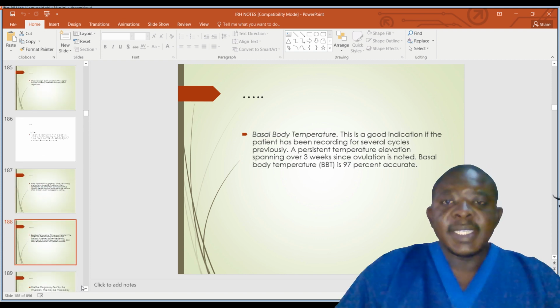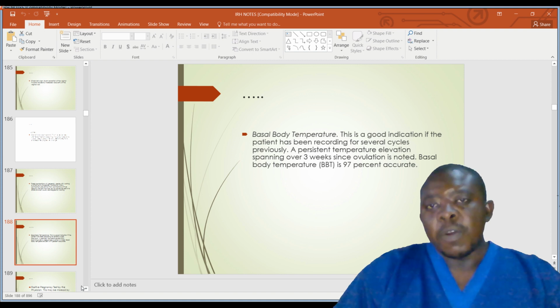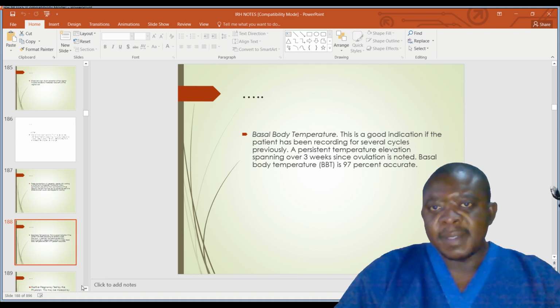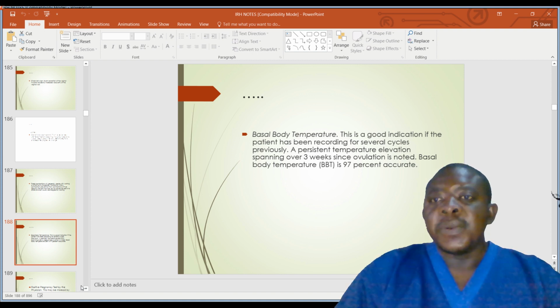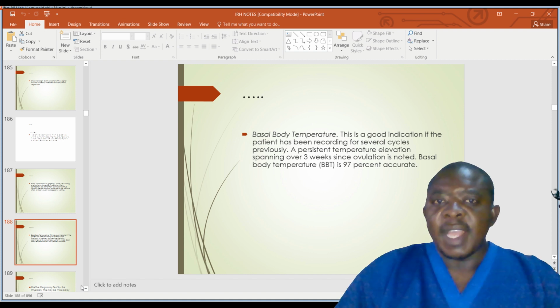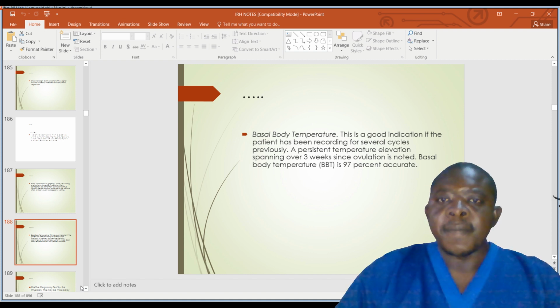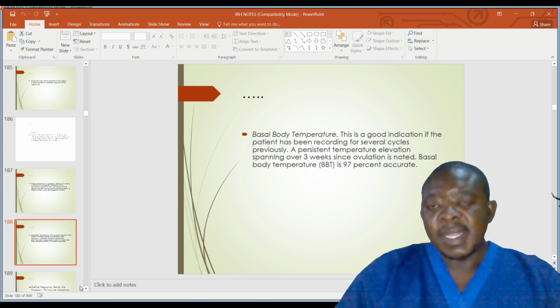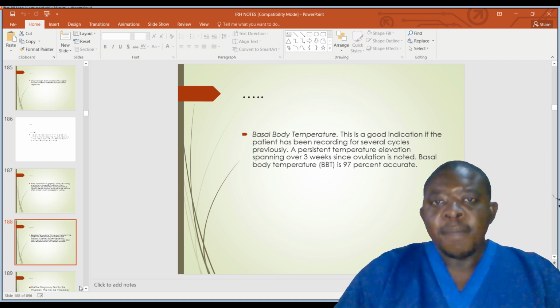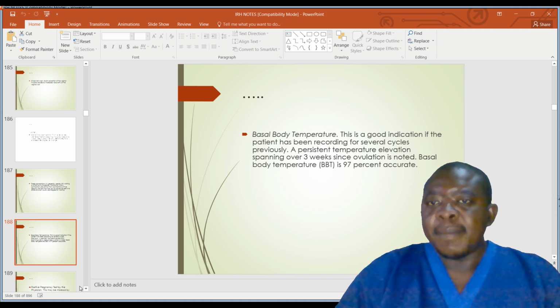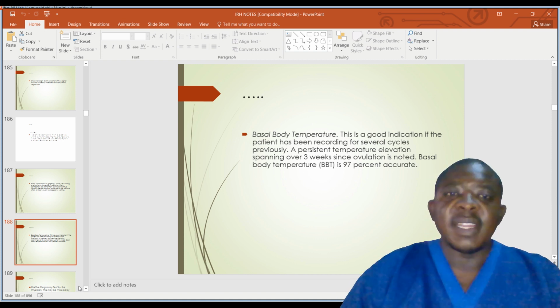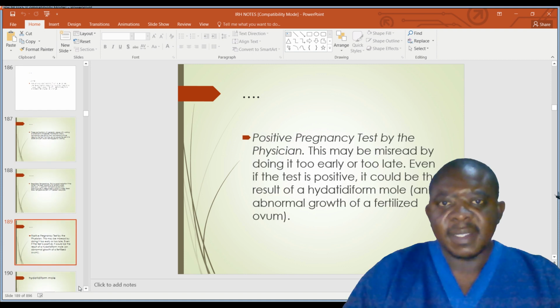Basal body temperature as a probable sign of pregnancy. This is a good indication if the patient has been recording for several cycles previously. A persistent temperature elevation spanning over 3 weeks since ovulation is noted. Basal body temperature is about 97% accurate in diagnosing pregnancy.